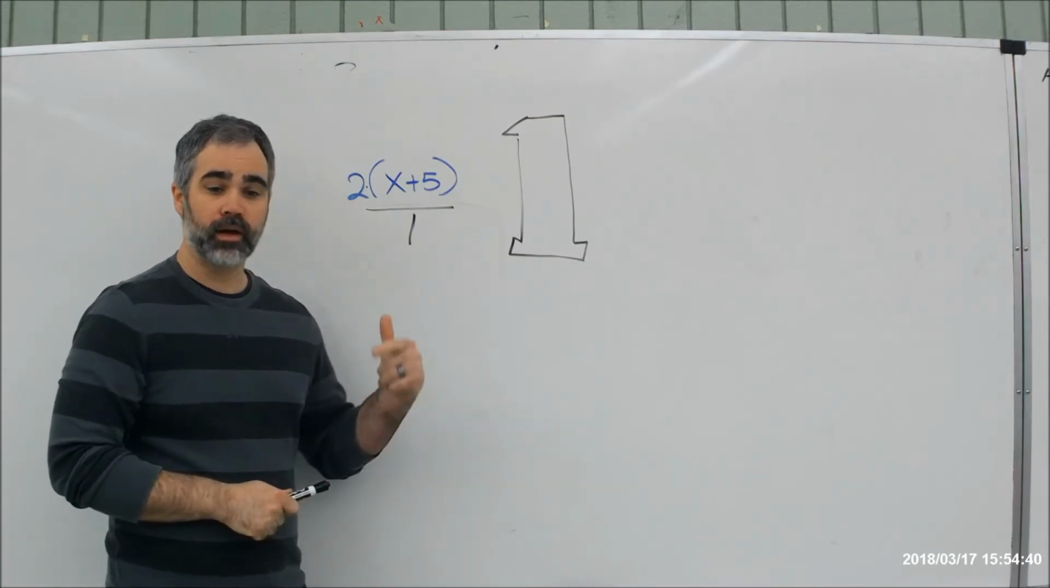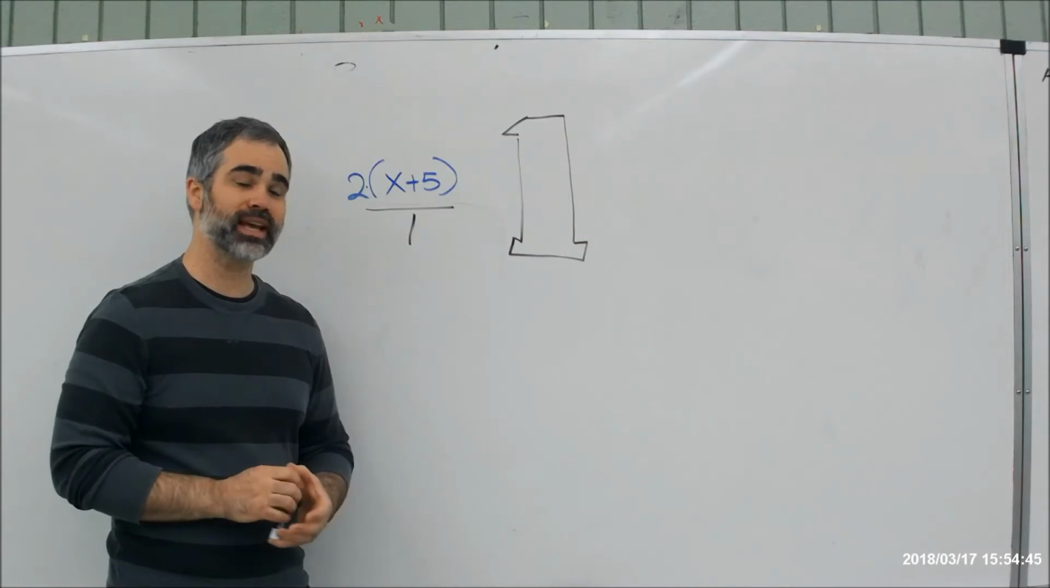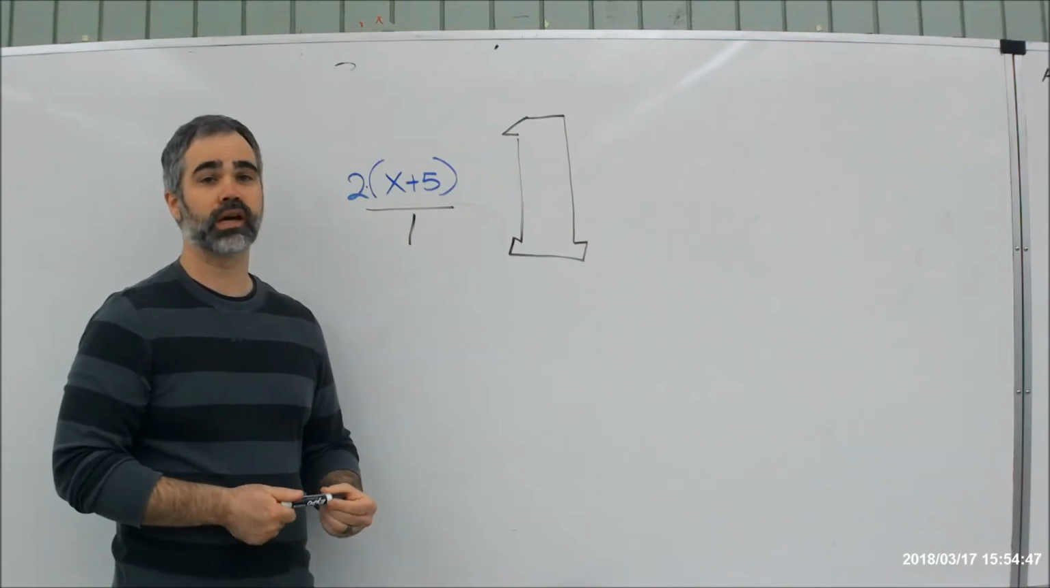All right. We didn't talk about excluded values in this video, but there are numbers that x cannot be in this problem. We'll talk about that in another video.